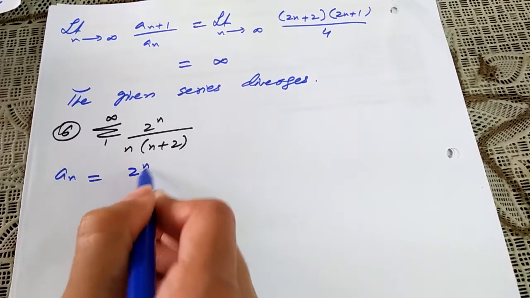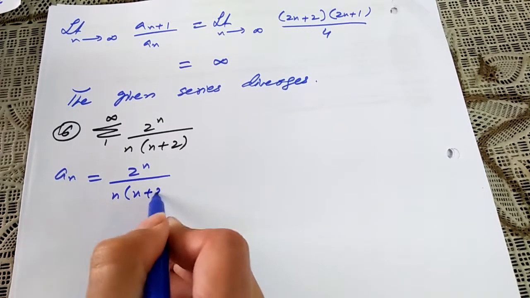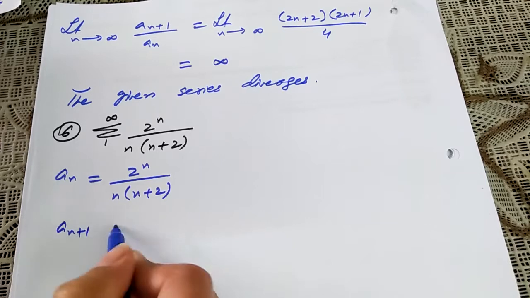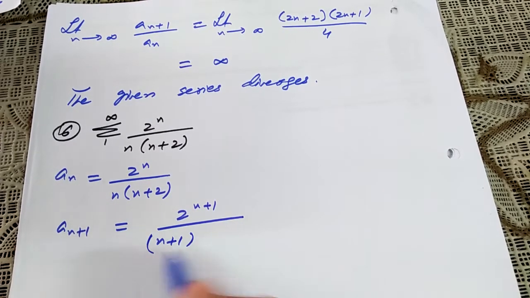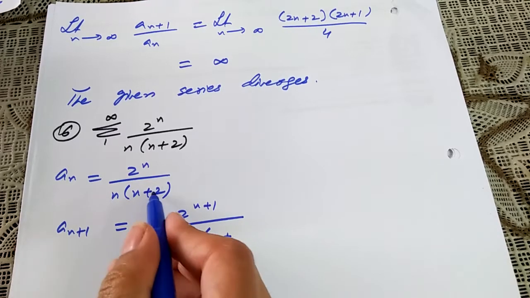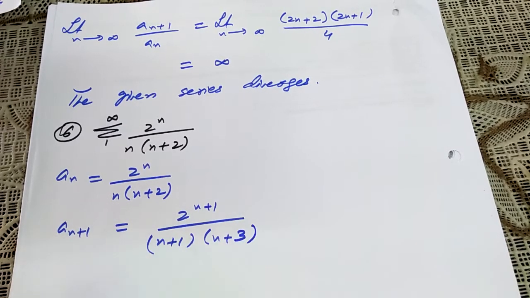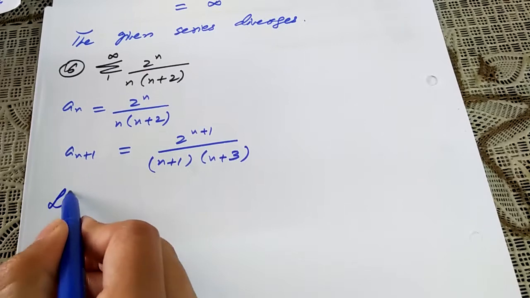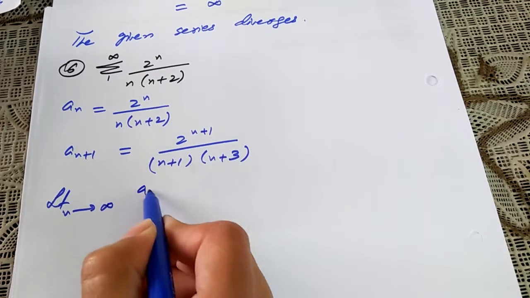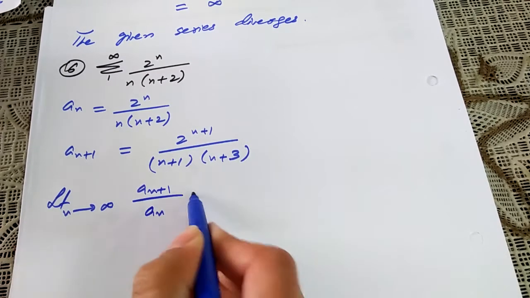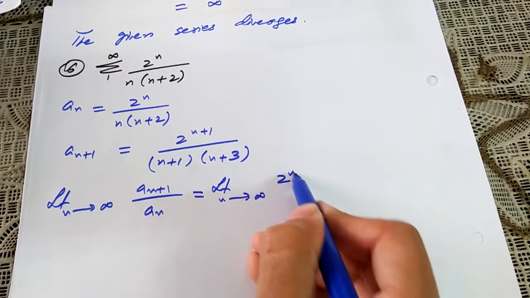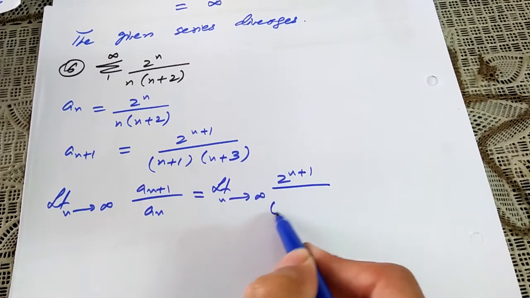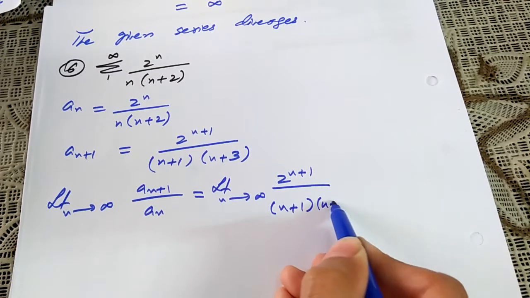An is 2 raised to power n over n into n plus 2, and an plus 1 will give you 2 raised to power n plus 1 divided by n plus 1 into n plus 2, which gives n plus 3. So using the ratio test, the limit as n approaches infinity of an plus 1 divided by an will give you the limit as n approaches infinity of 2 raised to power n plus 1 divided by n plus 1 into n plus 3.